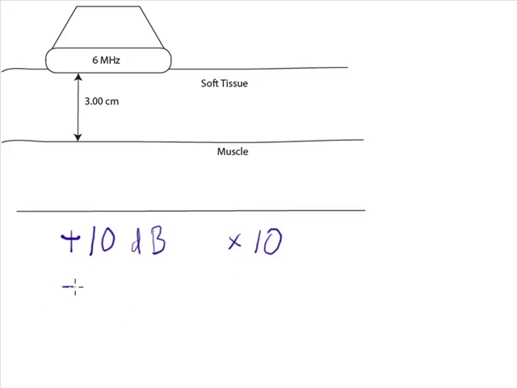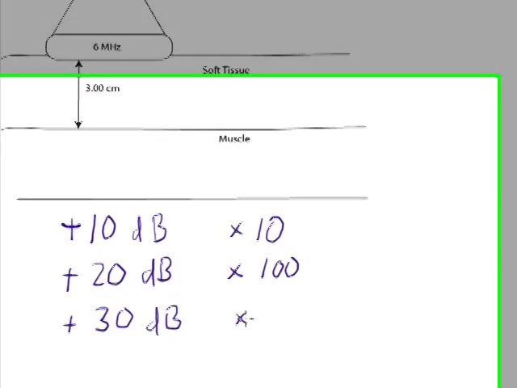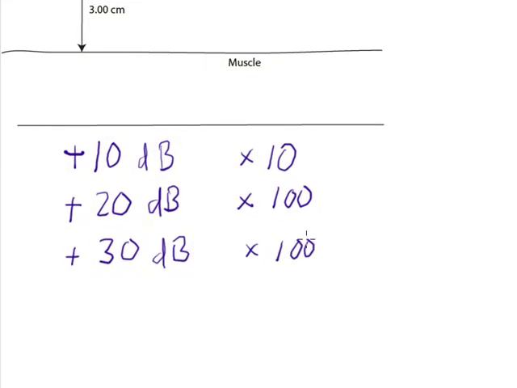Now it turns out if we have a change of plus 20 decibels, that's equivalent to multiplying the sound by a factor of 100. And if we have a change of intensity of the sound of plus 30 decibels, that's equivalent to multiplying the intensity of a sound by a factor of 1000.